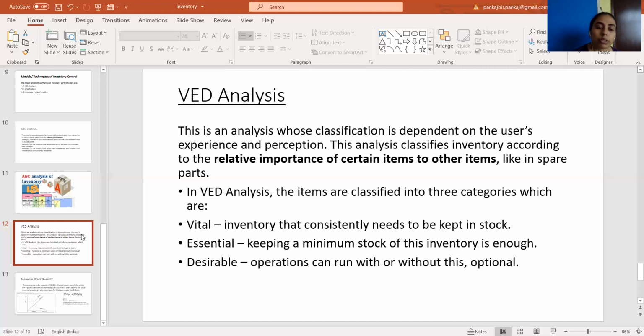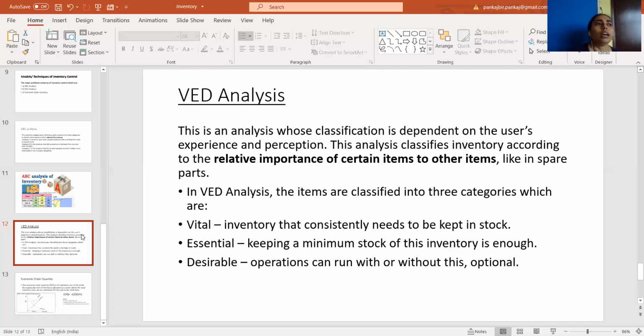The second kind of classification is the essential category. Keeping a minimum stock of this kind of inventory is enough. These are certain products your organization is producing which have a moderate kind of demand, which is not increasing very much or decreasing.